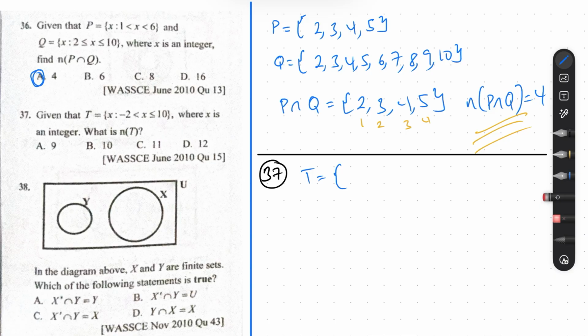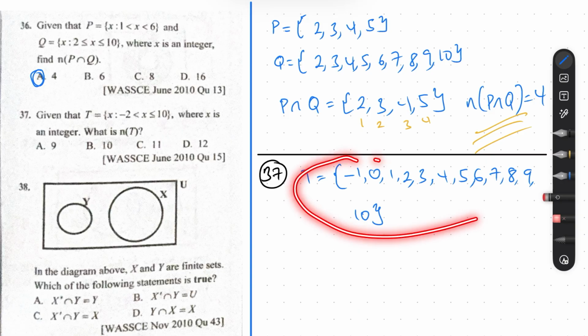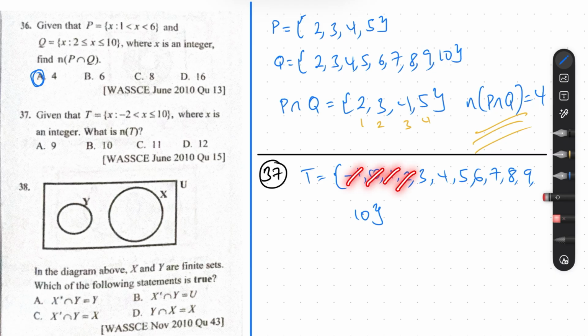So we start from -1: 0, 1, 2, 3, 4, 5, 6, 7, 8, 9, 10. So that is our set. This is our T. Now to find the number of elements, we just need to count, right? 1, 2, 3, 4, 5, 6, 7, 8, 9, 10, 11, 12. So our answer is 12.